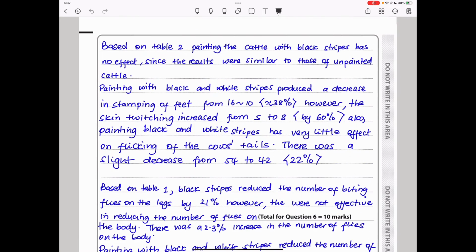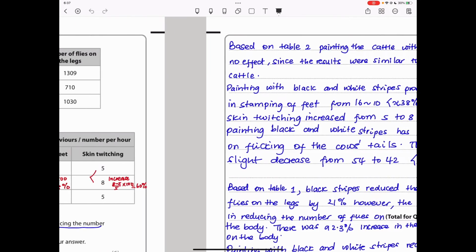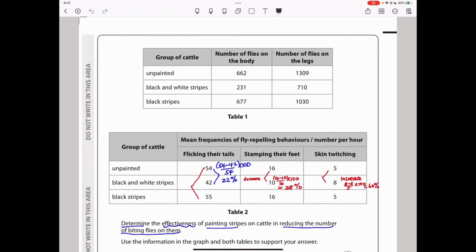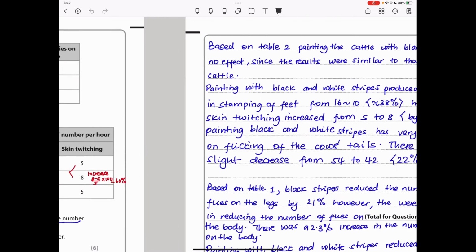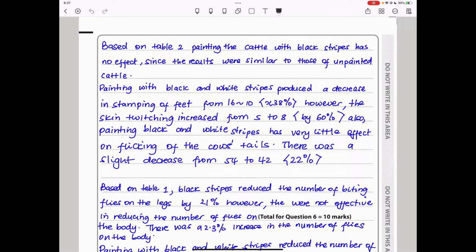So here I talked about the two tables, table 1 as well as table 2. So table 1, I said from table 2, painting the cattle with black and white stripes has no effect since the results were similar to those of the unpainted cattle. Again, to take you back here, we can see painting black and white. You can see that and that. It's as if they're kind of the same, not that different. So it may not be that effective to paint them black and white.